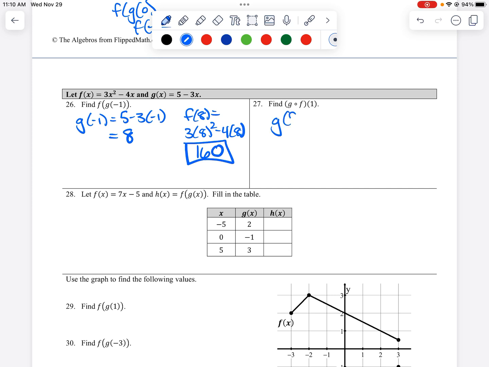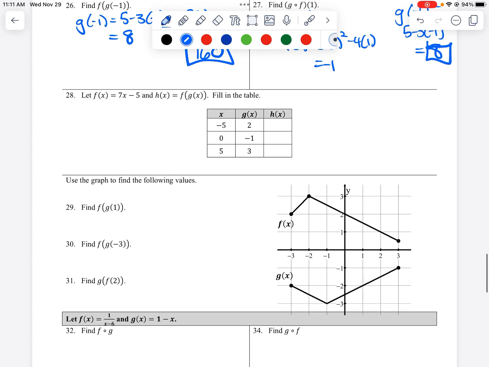So g of f of 1. So f of 1, 3 times 1 squared minus 4 times 1. So 3 minus 4 is negative 1. So now we have g of negative 1. So 5 minus 3 times negative 1 is 8.